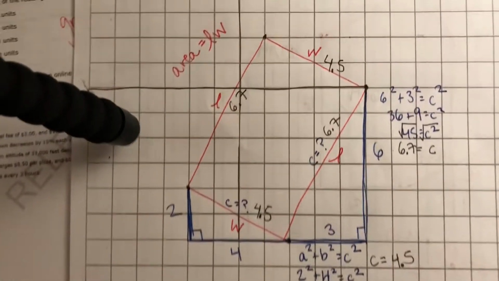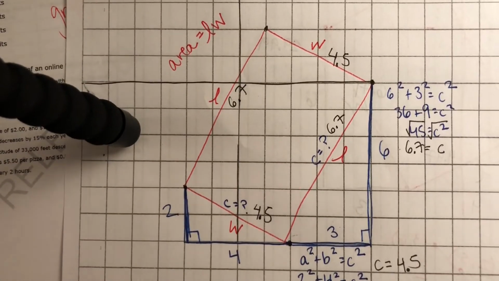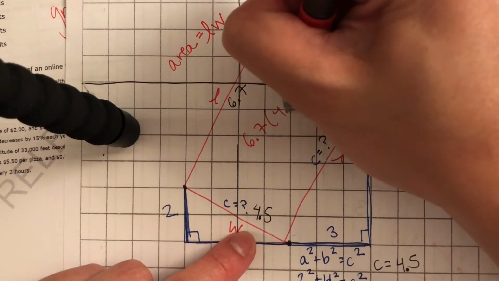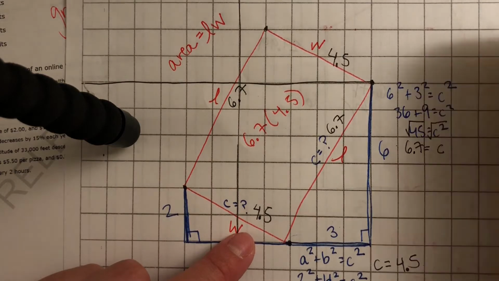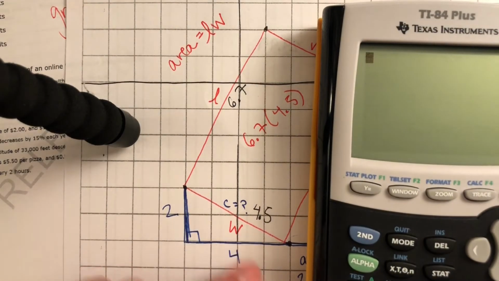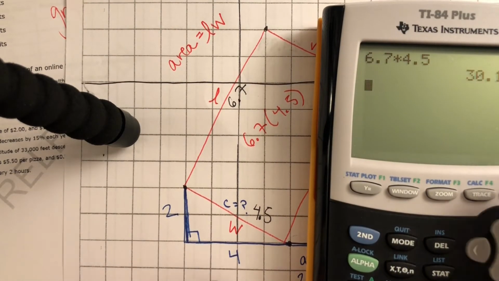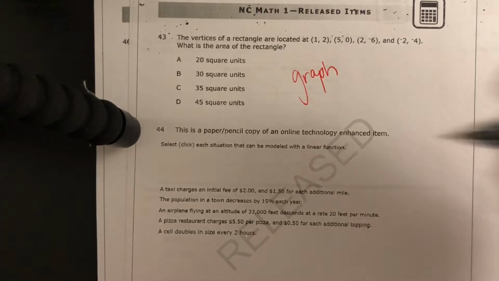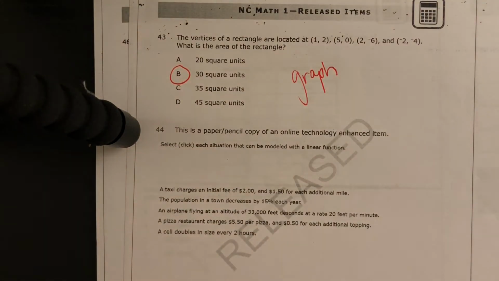Finally, to get the area, I'll go back to my original area equation. 6.7 times 4.5 to get the area. And when I do that on my calculator, I get 30.15, so around 30. So my final answer out of all these choices is going to be letter B.